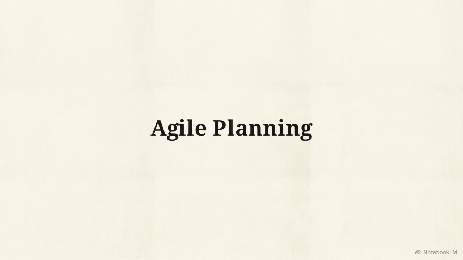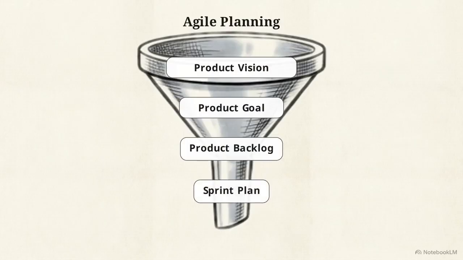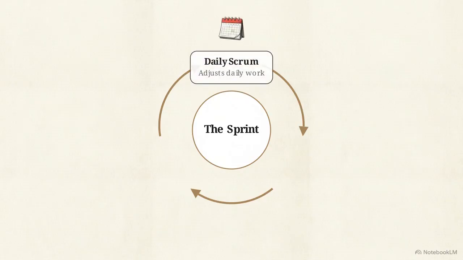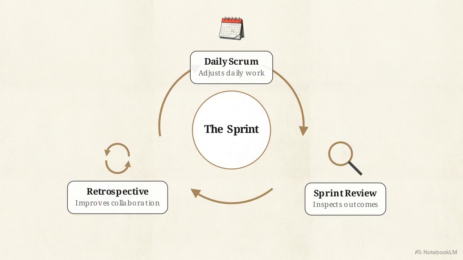Agile doesn't mean skipping planning. It happens continuously, from a product vision down to a sprint plan. Scrum executes these plans using repeating events. The Daily Scrum adjusts daily work, the Sprint Review inspects outcomes, and the Retrospective improves team collaboration.